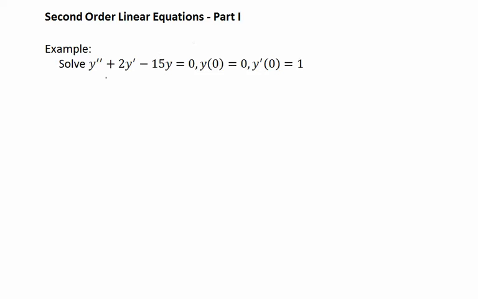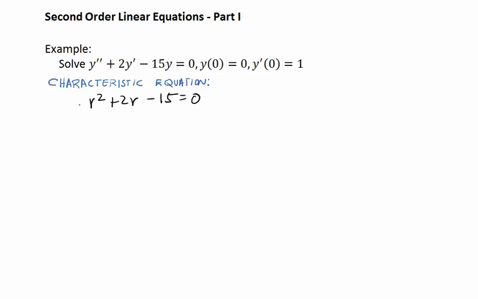Let's solve this differential equation, y double prime plus 2y prime minus 15y equals 0, subject to the initial conditions y of 0 is 0 and y prime of 0 is 1. The first thing we want to do when solving any second-order constant coefficient linear equation like this is to obtain the characteristic equation. In this case, it's r squared plus 2r minus 15 equals 0.